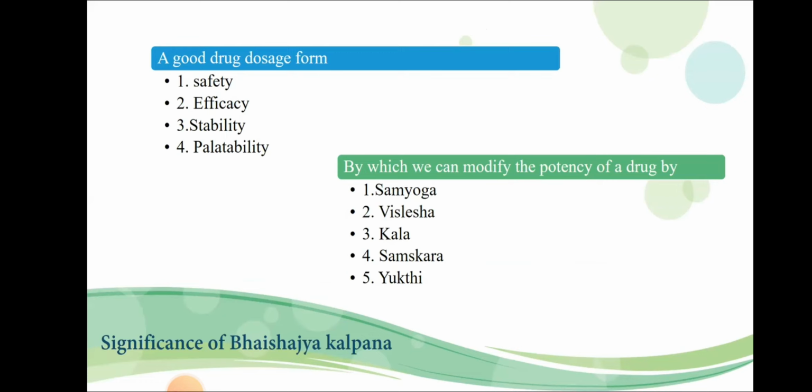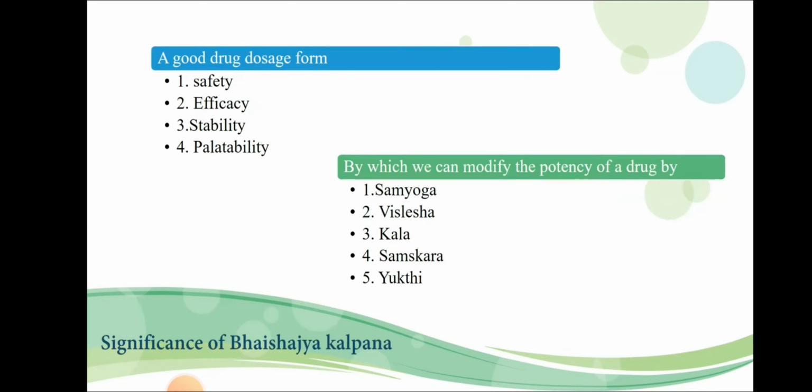Generally, in Ayurveda therapeutics, drugs in both forms are used, crude as well as processed form. When a formulation is processed and ready for administration to the patient, it should be effective, but it also should be palatable to the patient. So these are the four basic requirements needed for a good drug dosage form: safety, efficacy, stability, and palatability. The different aspects related to drug formulation, preparation, and storage are dealt with in Bhaishajya Kalpana.